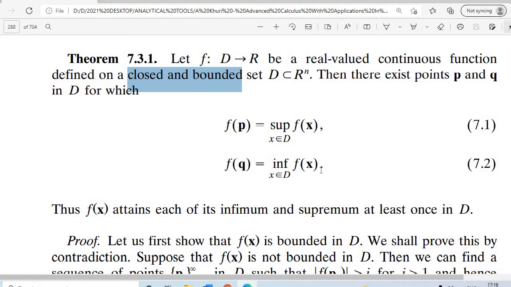That is, there will exist two points p and q such that at p the function attains its supremum, and at q the function attains its infimum. So f of x attains its minimum, its infimum and supremum at least once in D.